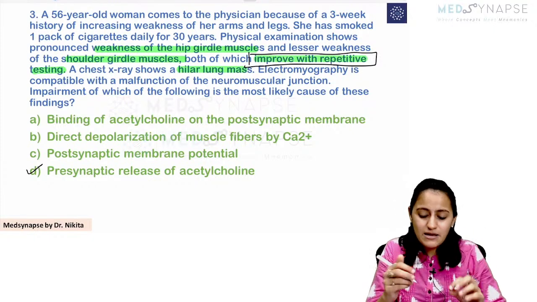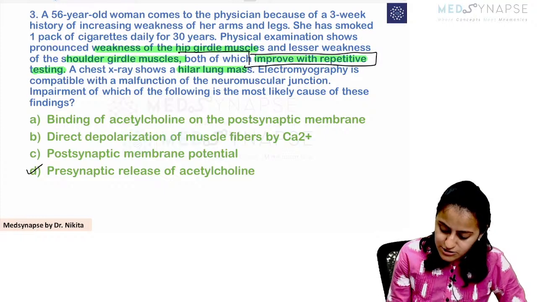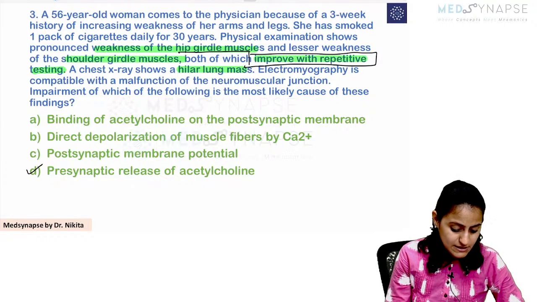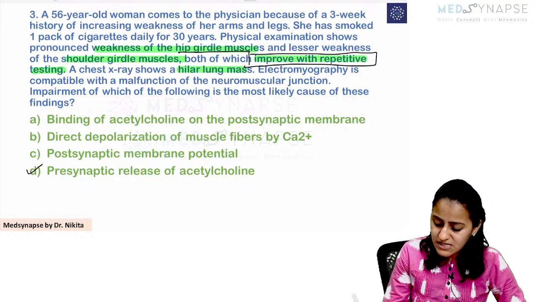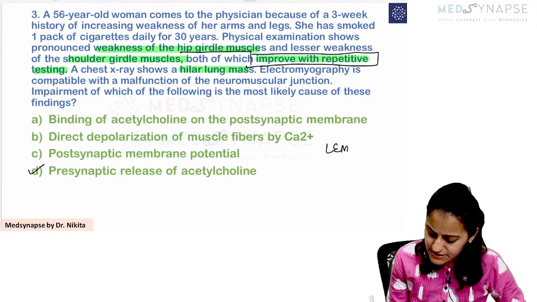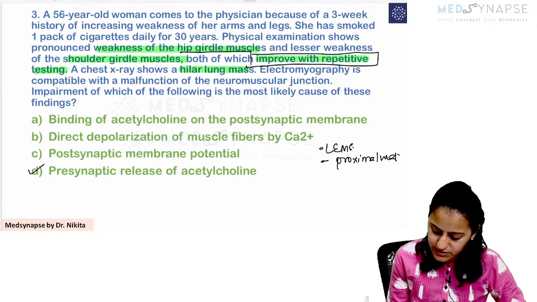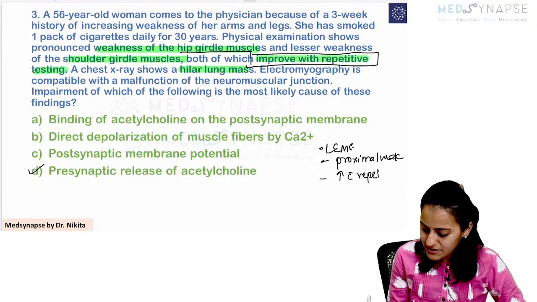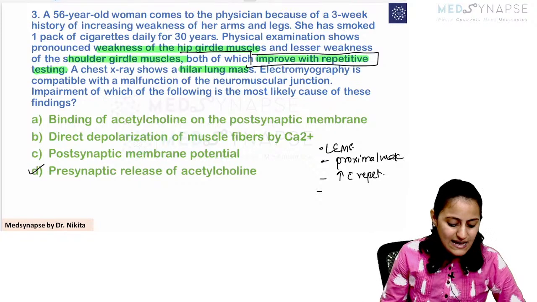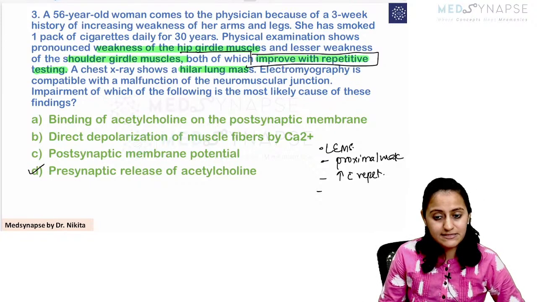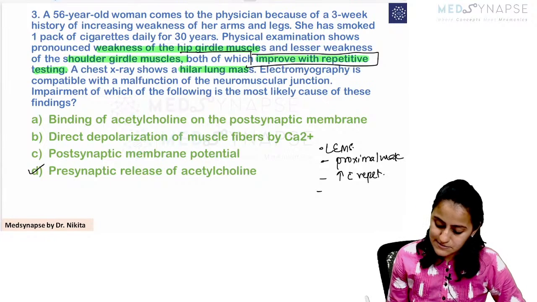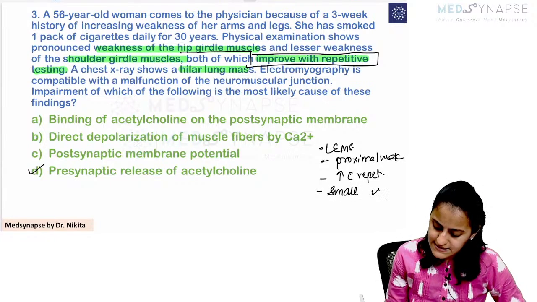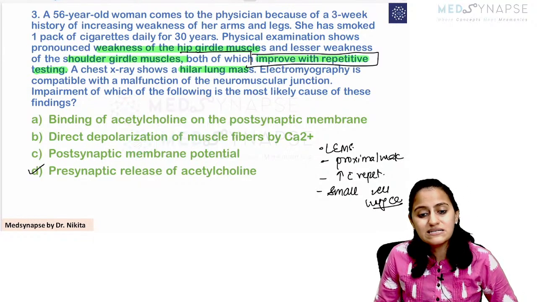So in this question, why am I highlighting these points here? Weakness of the hip girdle muscles is basically in your Lambert-Eaton syndrome. You have proximal muscle weakness, and the hip girdle is the proximal muscle. It improves with repetitive testing, important here, and the hilar lung mass. Hilar lung mass is basically telling you small cell lung cancer. Small cell lung cancer is associated with Lambert-Eaton syndrome.